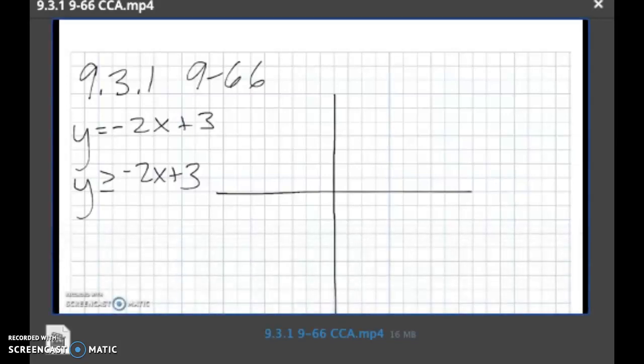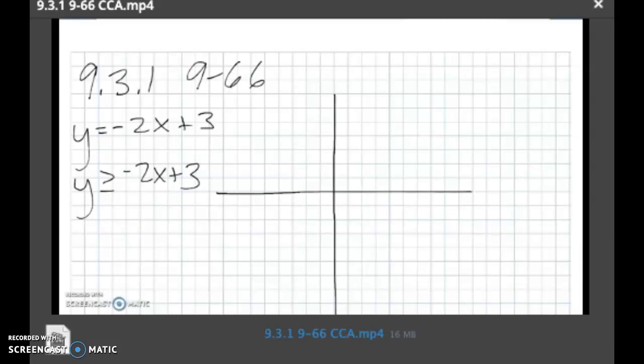This is lesson 931, problem 966. In this problem, we're going to look at what is different about the graphs of this equation and this inequality I have written here. So first, we're going to graph the equation y equals negative 2x plus 3.